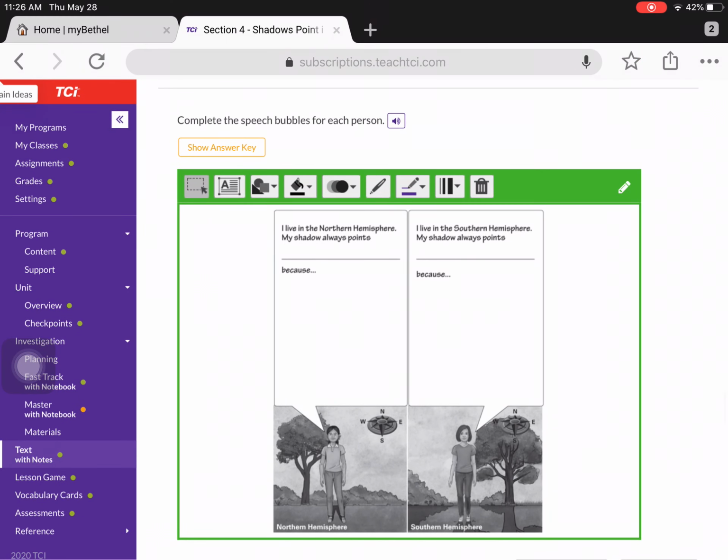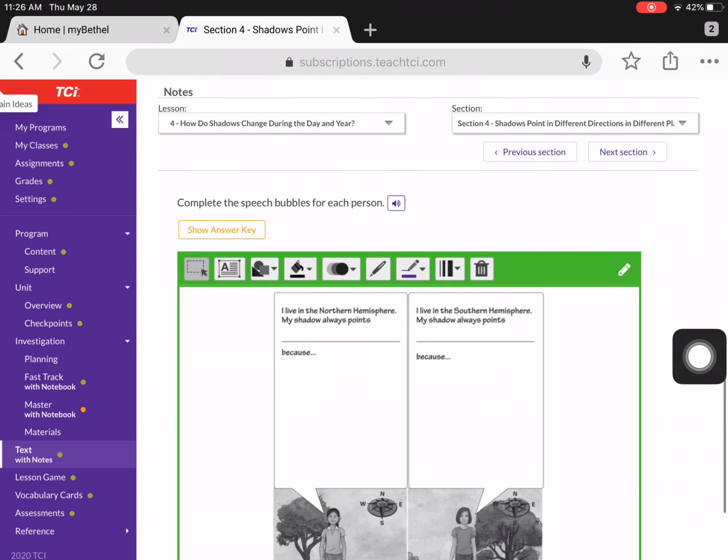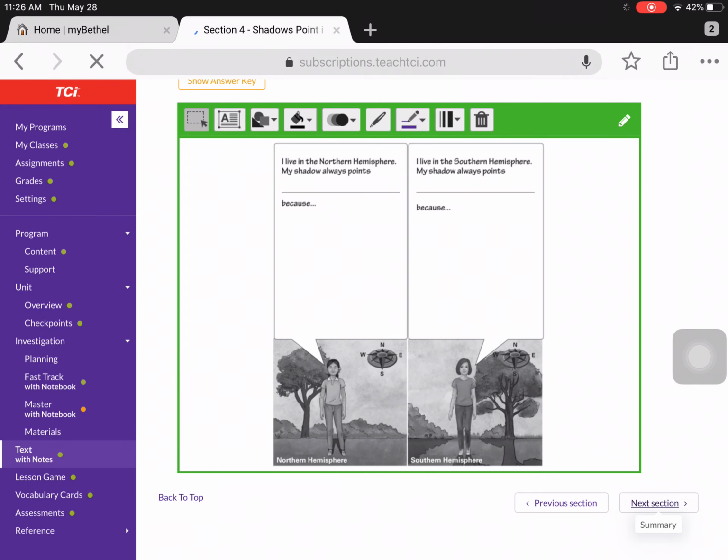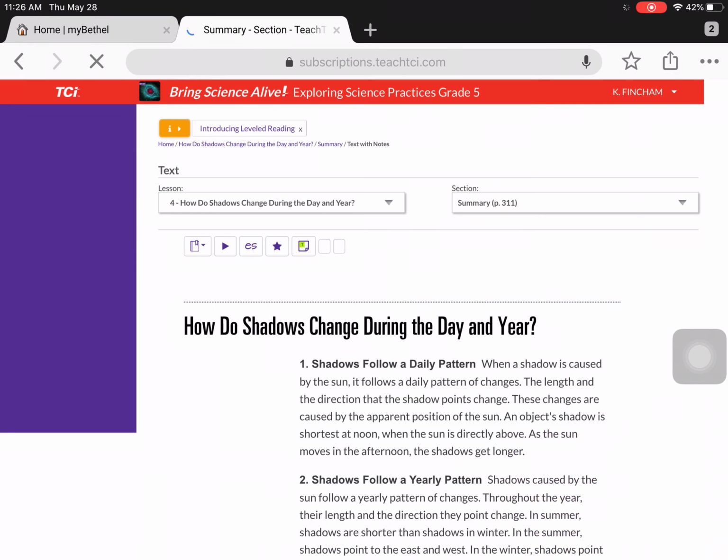And here, you're going to complete the speech bubbles for each person. Okay, and we're going to go to the last page. All right, so this is the summary.